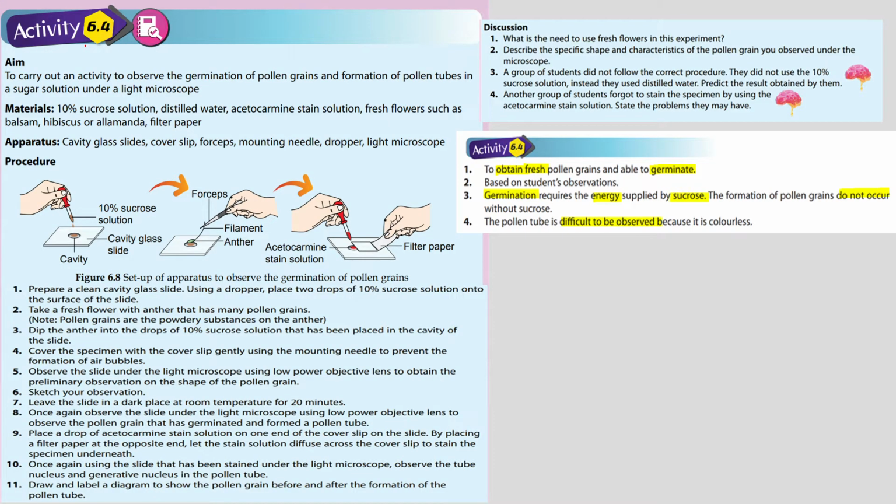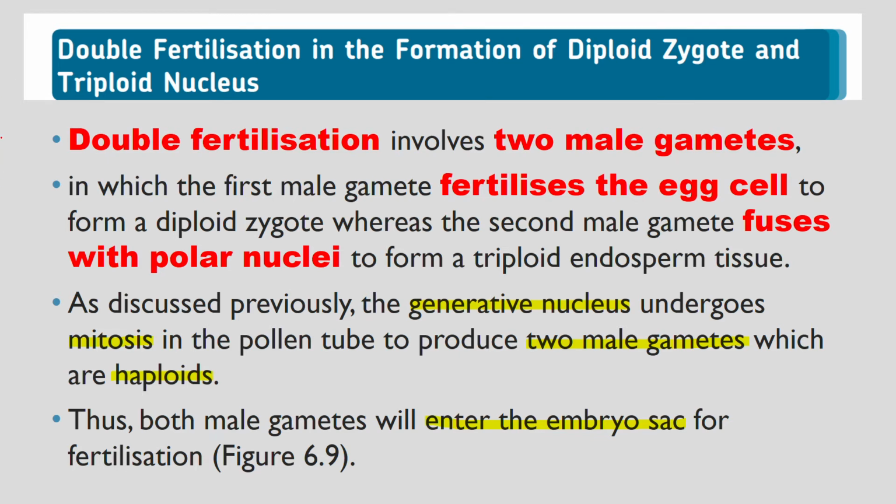So next, now we talk about fertilization, double fertilization. Double, by the term itself, means two processes of fertilization: the formation of a diploid zygote from the first male gamete, and then there's another, a triploid nucleus. So double fertilization involves two male gametes, of which the first one will fertilize the egg cell, forming a diploid zygote. The second male gamete is going to fuse with the polar nuclei, forming a triploid endosperm tissue.